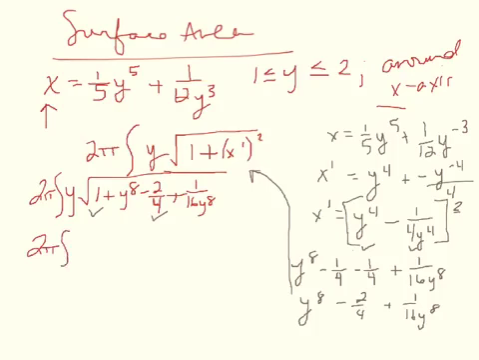2 pi y times the square root of, when you combine those two, I have y to the 8th, 1 minus 2/4 is plus 2/4, plus 1 over 16 y to the 8th. You will have a perfect square. They have set it up for you. This thing factors. It is a perfect square.